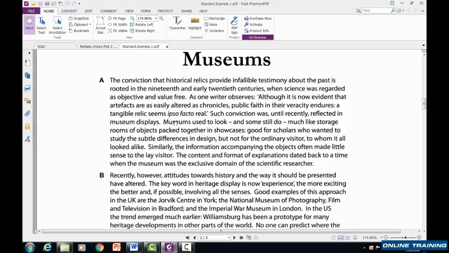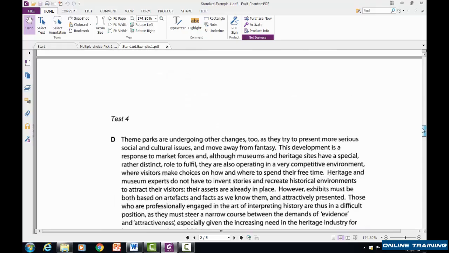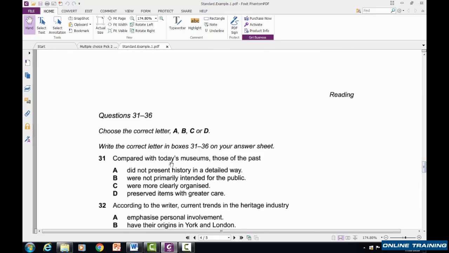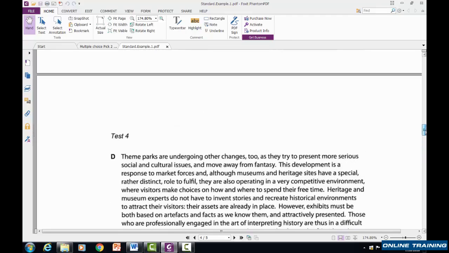All right, here we go. Museums used to look. Right? Museums used to look. That tells me that's the right sentence because our question is saying compare with today's museums of the past. So when it talks about museums used to look, right, that's talking about museums in the past. That's how I know that's the right sentence.